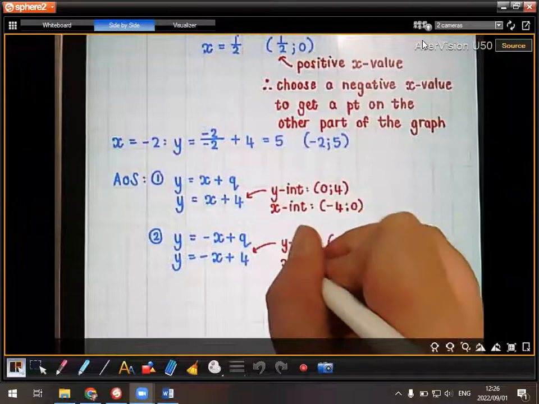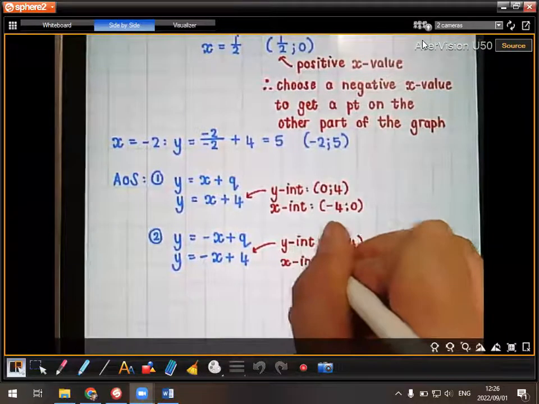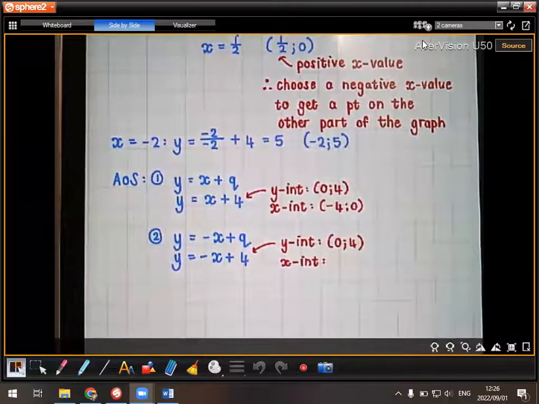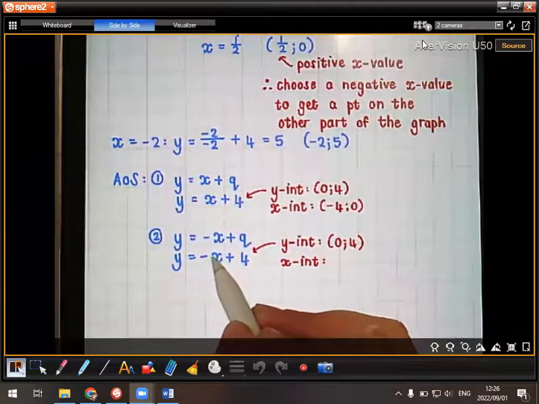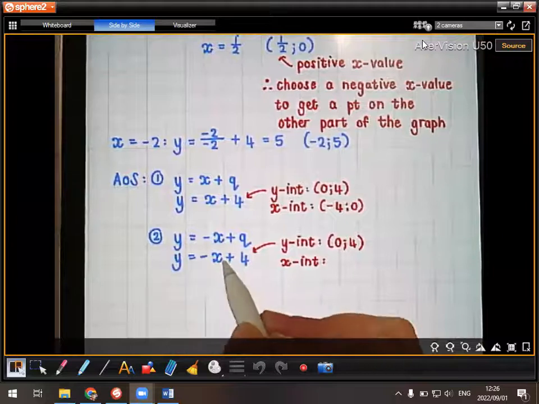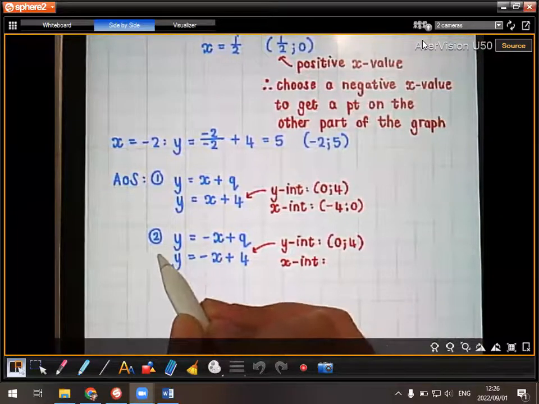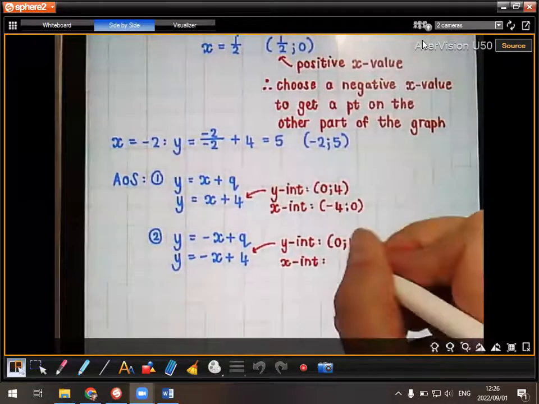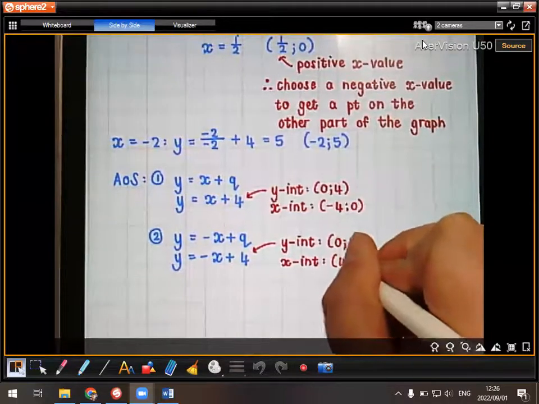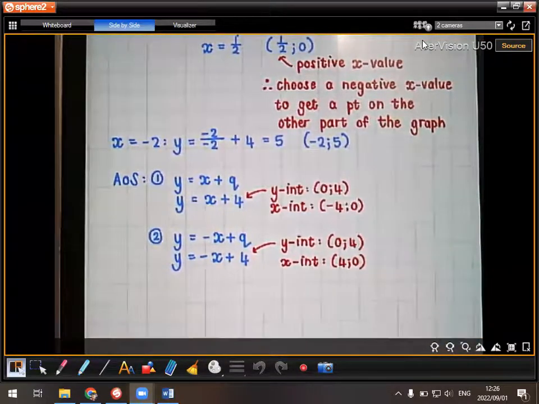And then for the x-intercept here, again, you must make y equal to 0. So you're going to have negative x plus 4 equal to 0. Then you can just move the x across, and you have x equals 4. So for this one, the x-intercept is going to be (4; 0). Not for the hyperbola, but these are straight lines. These are the axes of symmetry of the hyperbola.